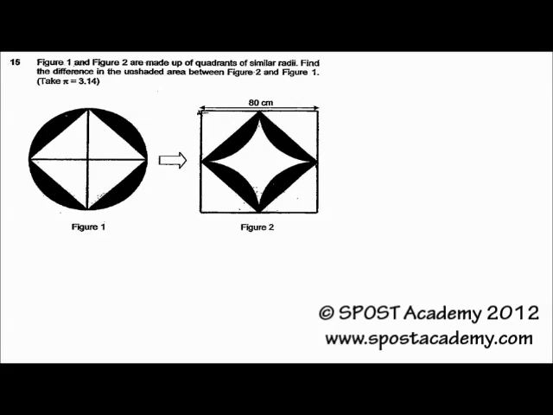Figure 1 and Figure 2 are made up of quadrants of similar radii. Find the difference in the unshaded area between Figure 2 and Figure 1. If we were to look at the figure, you realize that this quadrant over here is actually the same as this quadrant over here.